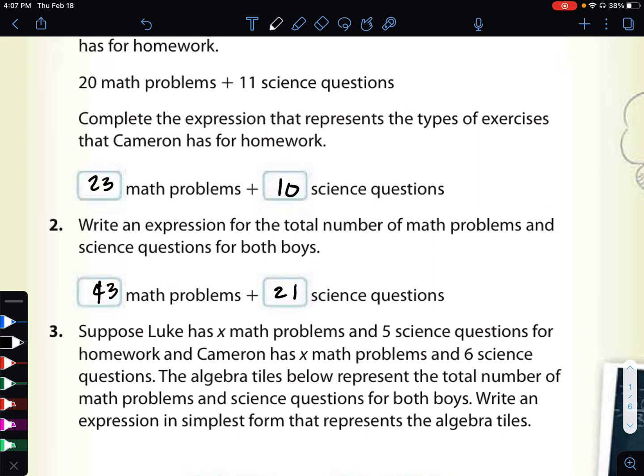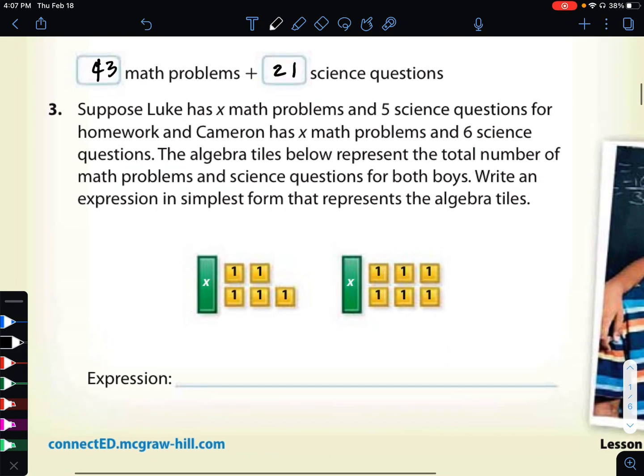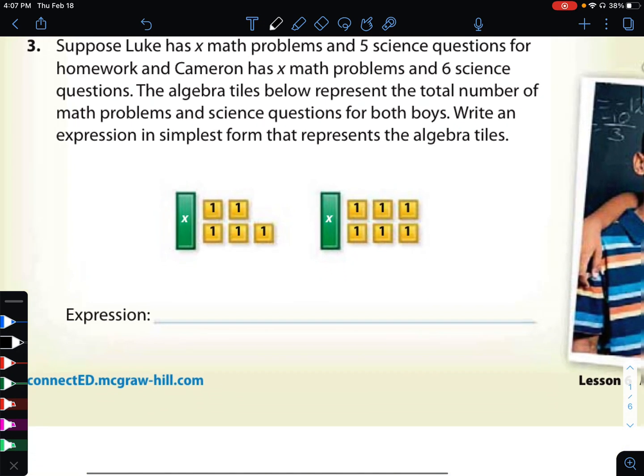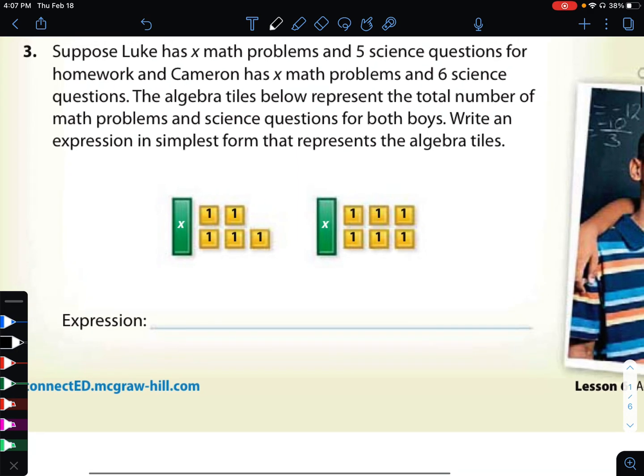Now let's see how we relate this to algebra. Suppose Luke has x math problems and 5 science questions for homework, and Cameron has x math problems and 6 science questions for homework. The algebra tiles below represent the total number of math problems and science questions for both boys. Write an expression in simplest form that represents the algebra tiles. The first one represents Luke, and this one represents Cameron.